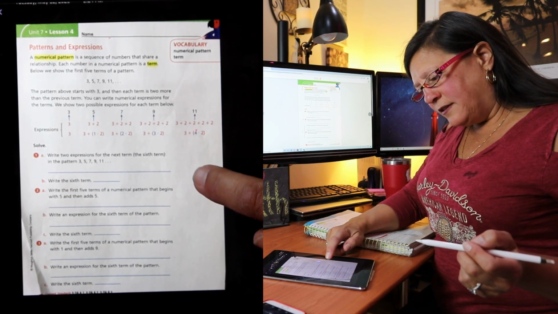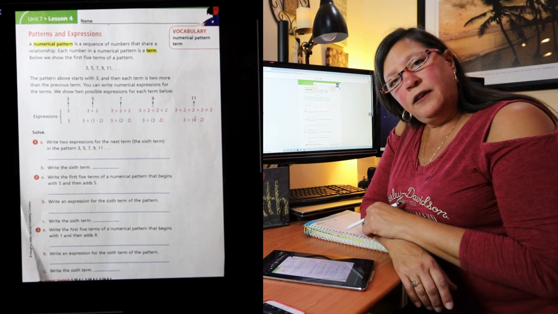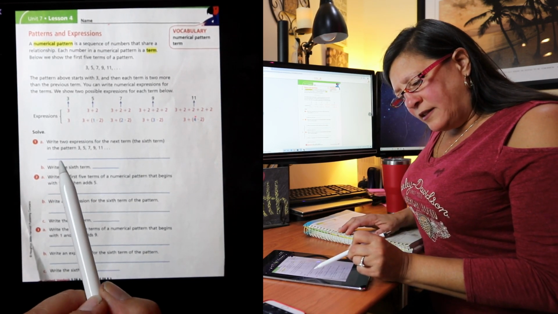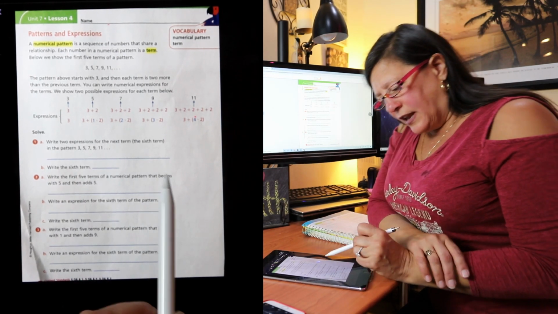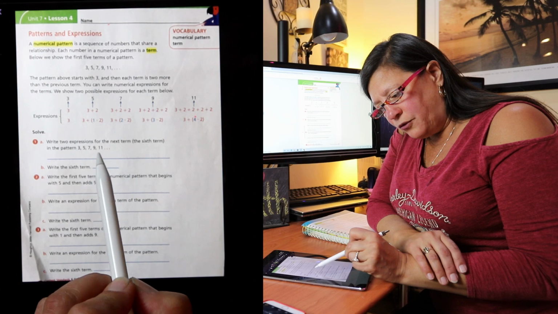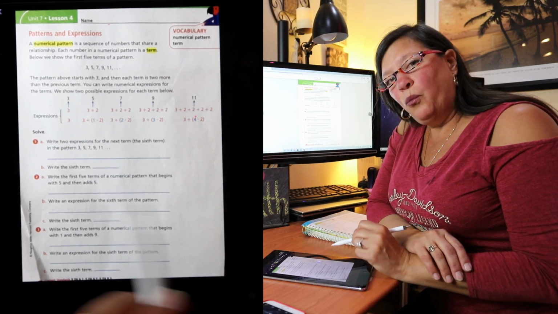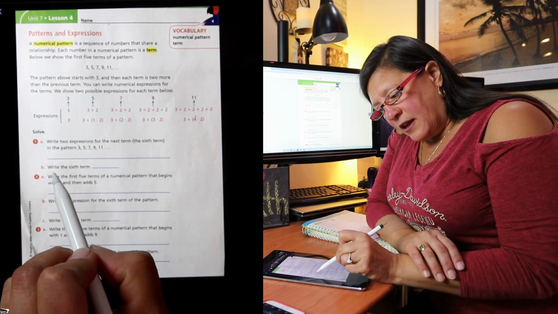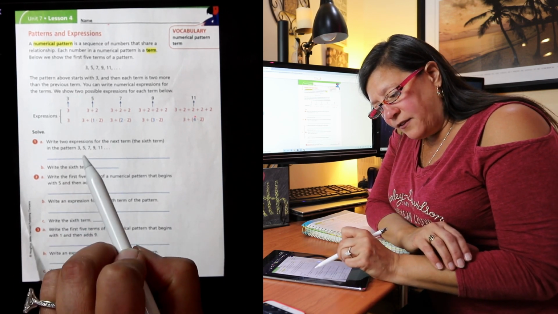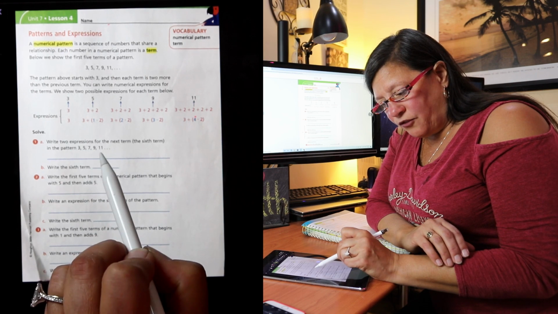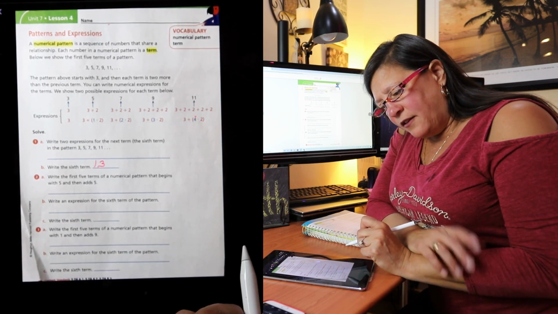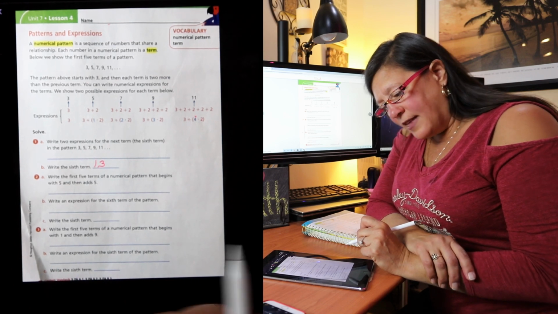All right, so let's look at some of these together, and see if we can figure out the next term. Number 1 says, write 2 expressions for the next term. The 6th term, because we already have 5: 1, 2, 3, 4, 5. So think about what would come next. We're going to actually do B first, because what would come next? If you're counting by 2's from 3, 13 would come after 11. So what's another way that we could write that?